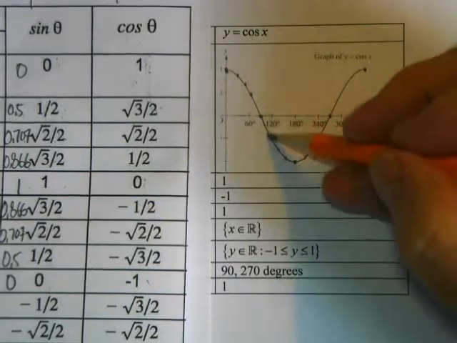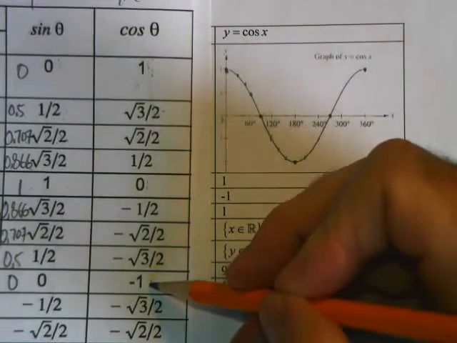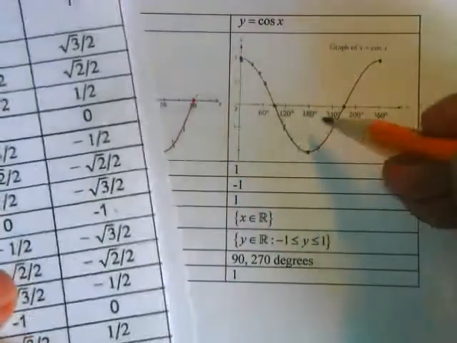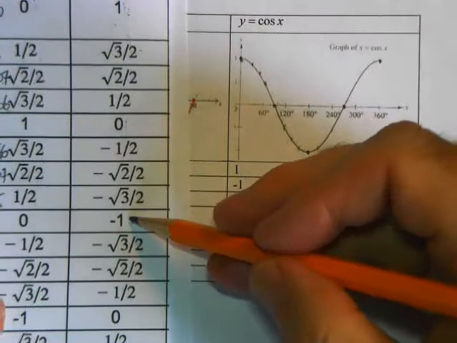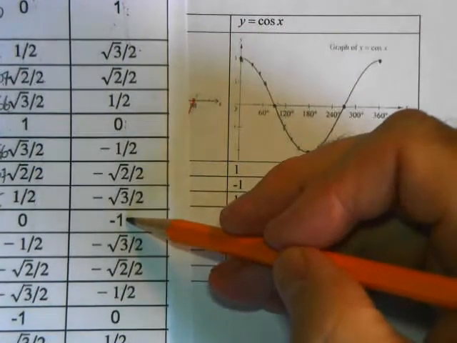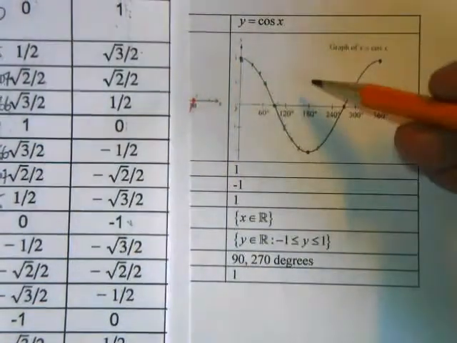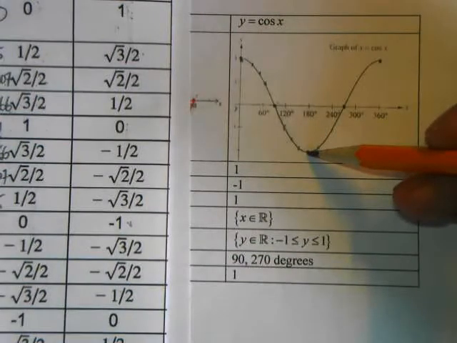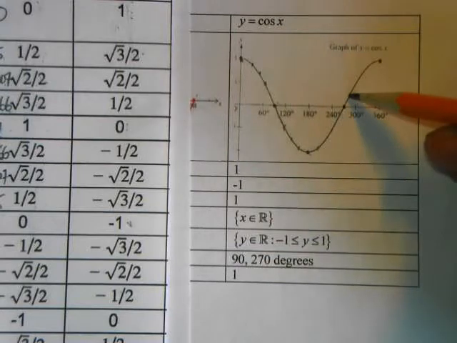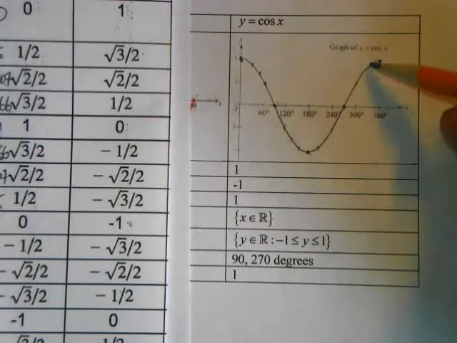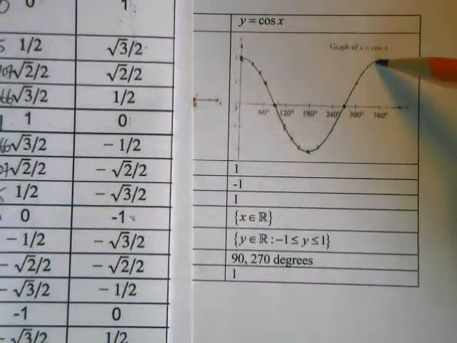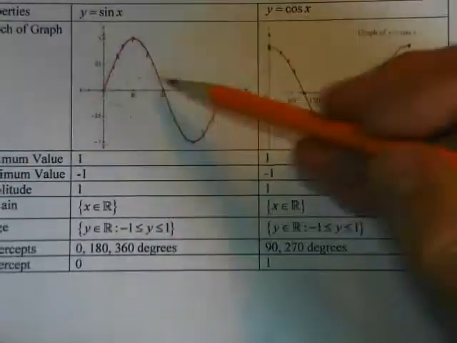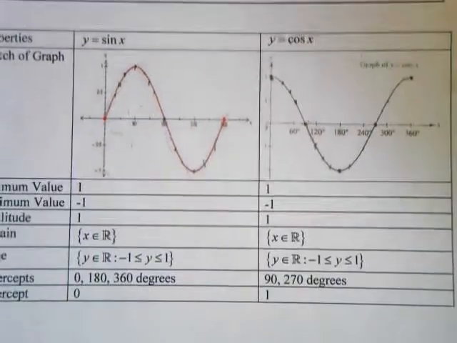It just continues around. Get all the way down to negative 1 at your negative, sorry, looking at the wrong one here. You get down to negative 1 at 180. So this is the minimum of the function. And then you start climbing back up again. So you repeat these same points again, and then you get back to 360 and you're all the way back to 1. So you can see a lot of similarity in these two graphs.